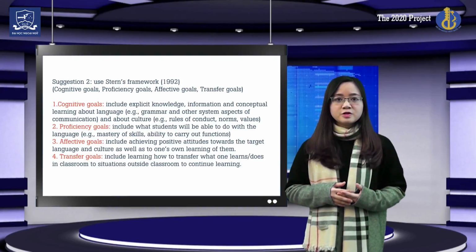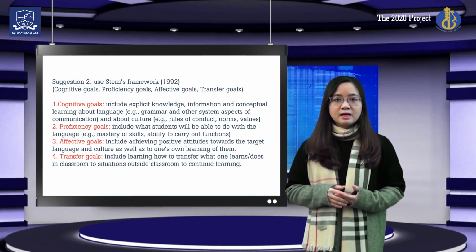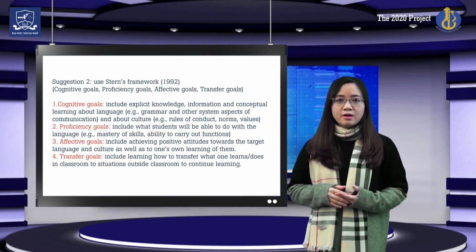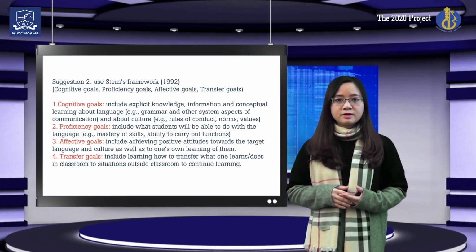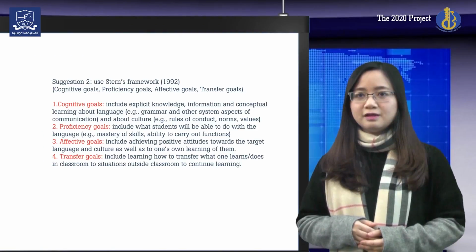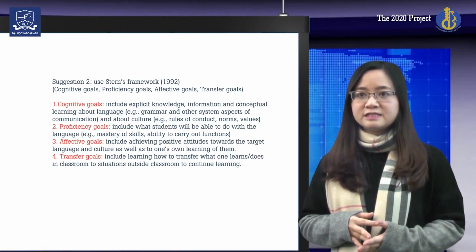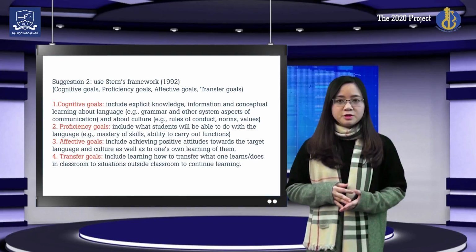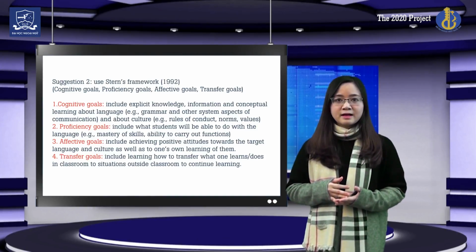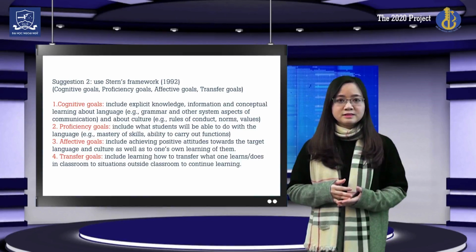Affective goals include achieving positive attitudes toward the language and culture, as well as one's own learning of them. Transfer goals include learning what and how one learns in the classroom that can be transferred to outside the classroom in order to continue learning.